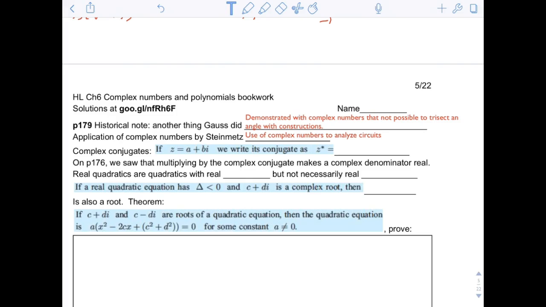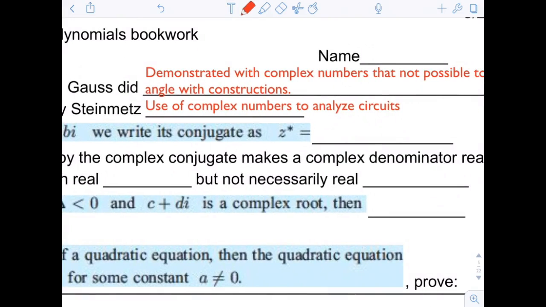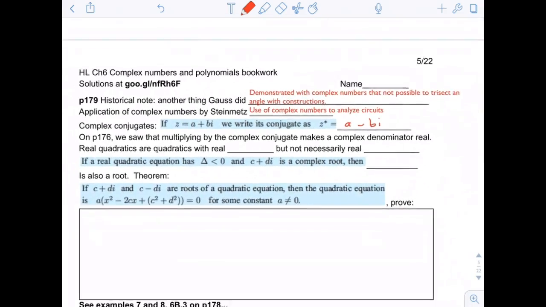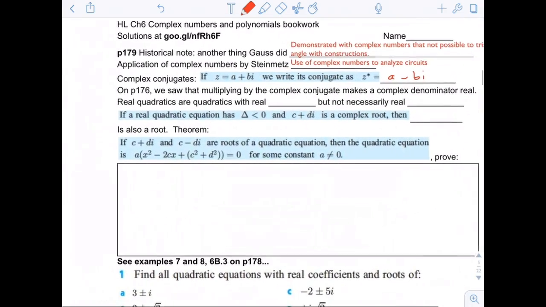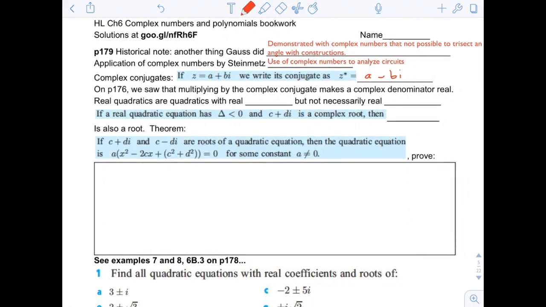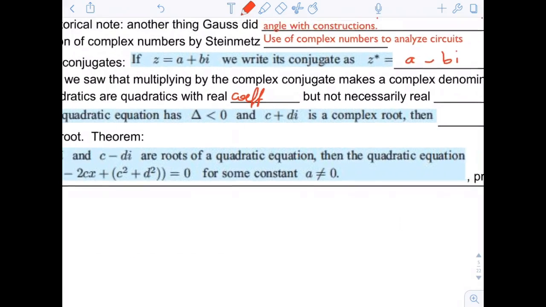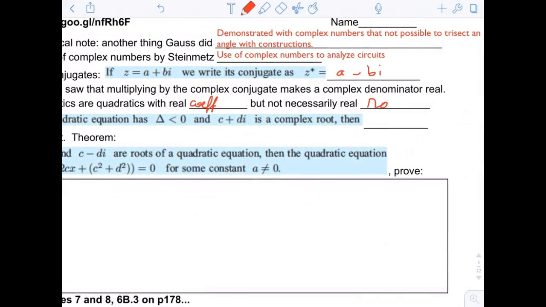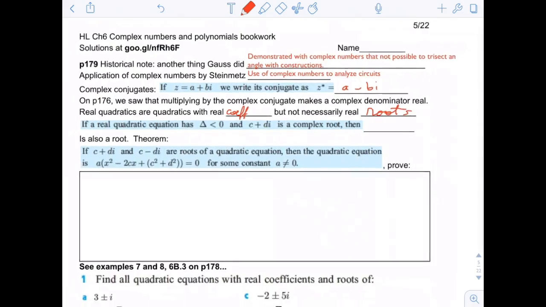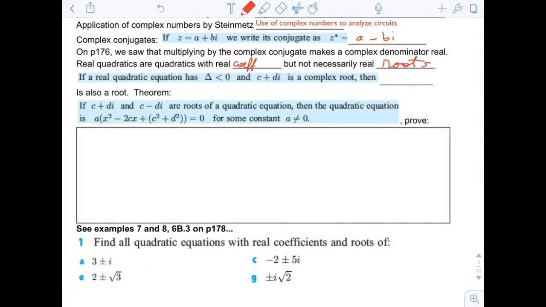Complex conjugates. If the complex number z is equal to a plus bi, we write its conjugate as z star equals a minus bi. On page 176, we saw that multiplying by the complex conjugate makes a complex denominator real. Real quadratics are quadratics with real coefficients, but not necessarily real roots. So real quadratics can have complex roots.